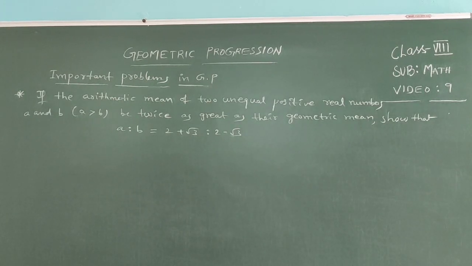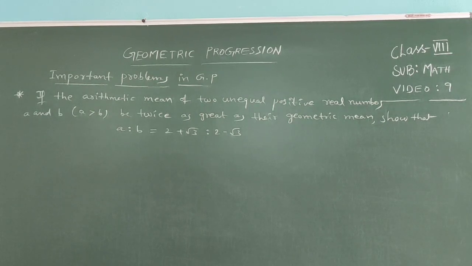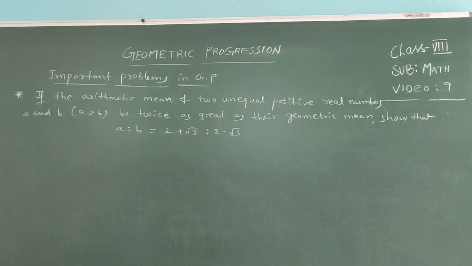The next problem. If the arithmetic mean of two unequal positive real numbers a and b, a greater than b, is twice as great as their geometric mean, show that a is to b equal to 2 plus root 3 by 2 minus root 3. Important.